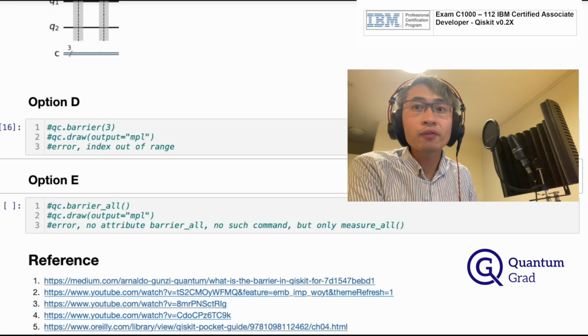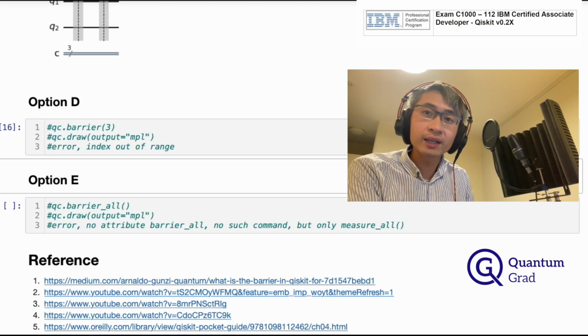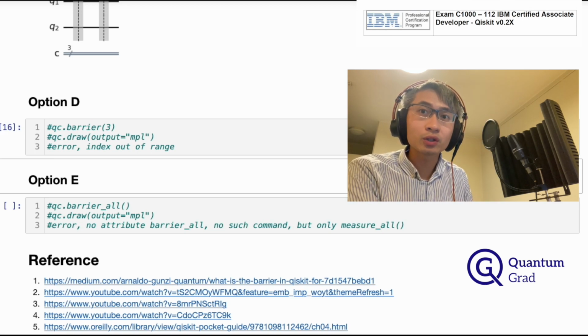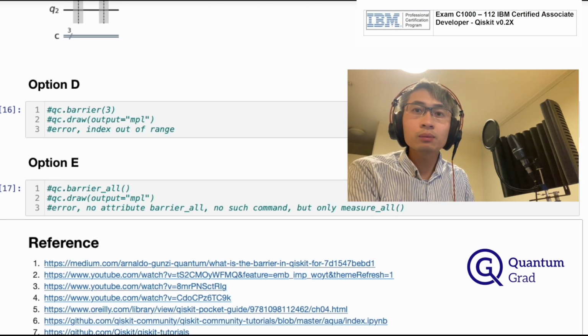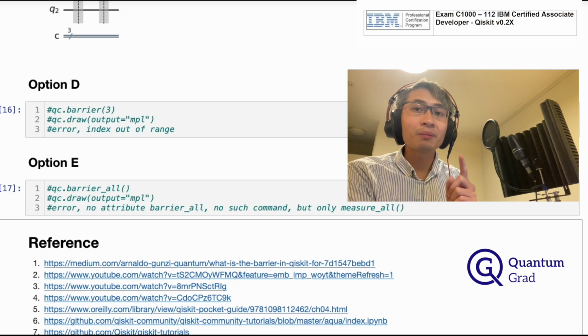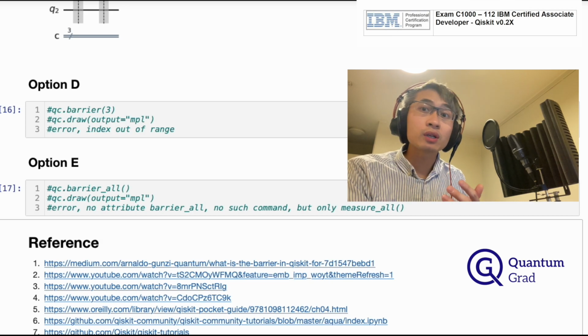So what's the problem with option D? We do not have qubit 3. We only have 0, 1, and 2. Remember how we count qubits. And the problem with option E is that we don't have this kind of command, qc.barrier_all. So remember how we call the barrier. It's very important in how we do the experiment in practical application and during transpilation.